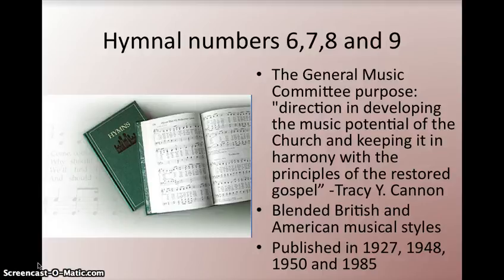In these next hymnals, they blended a lot of British and American musical styles. They were all published. The sixth one was in 1927, the seventh in 1948, the eighth in 1950, and the ninth and final one that we have today, the Green Hymn Book, was published in 1985. It includes simple American hymns, appealing gospel songs, noble hymns sung by the early English saints, hymns borrowed from other religious traditions, unique LDS choir hymns of the late 1800s, and other hymns created by the saints.